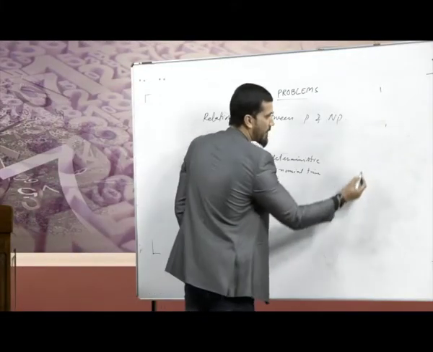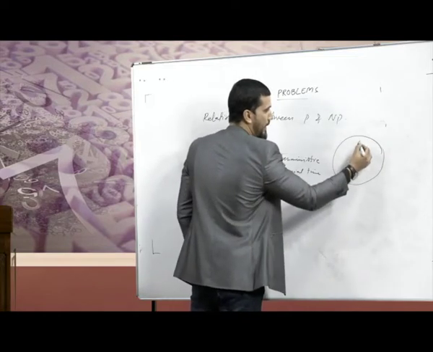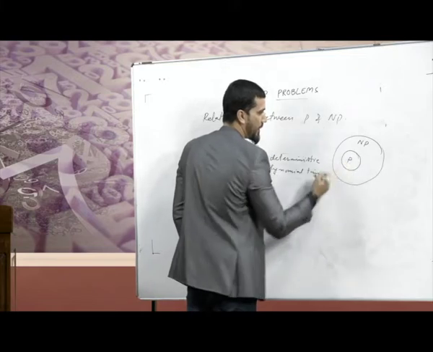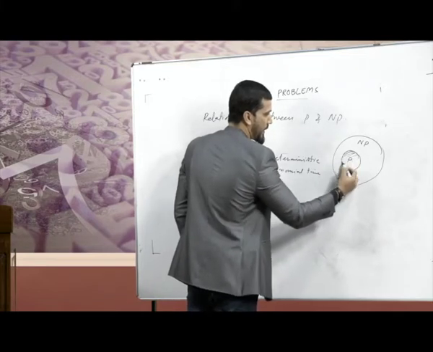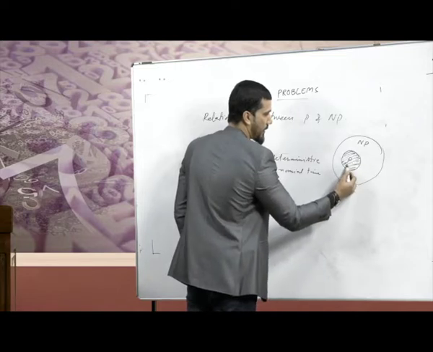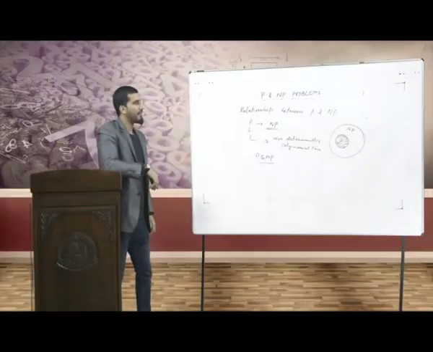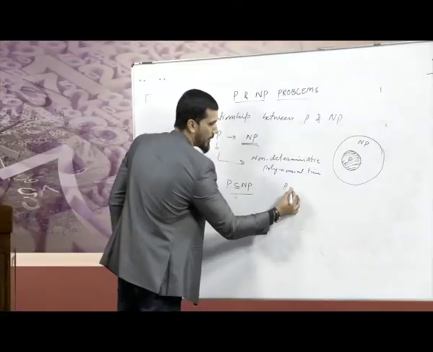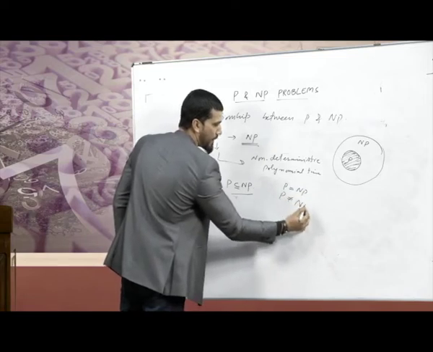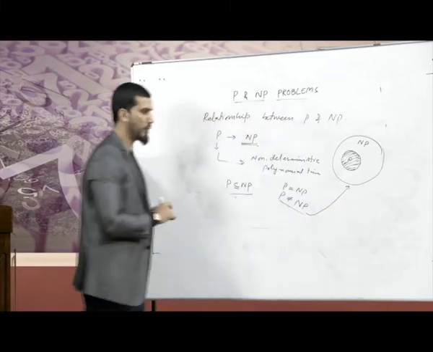P is the subset of NP, and that's the relationship between P and NP. Using the Venn diagram, we can show it like this. If this is our NP, then this will be our P. So P is a subset of NP. The more important question is whether P is equal to NP or whether P is not equal to NP. This Venn diagram assumes that P is not equal to NP.